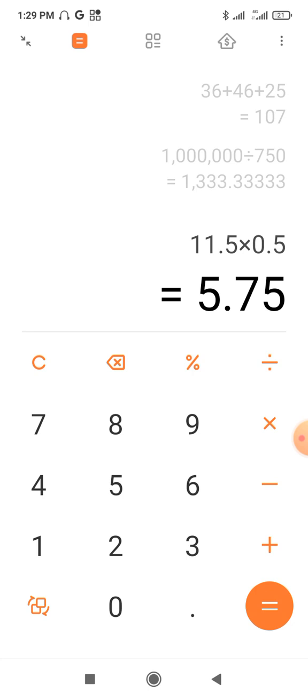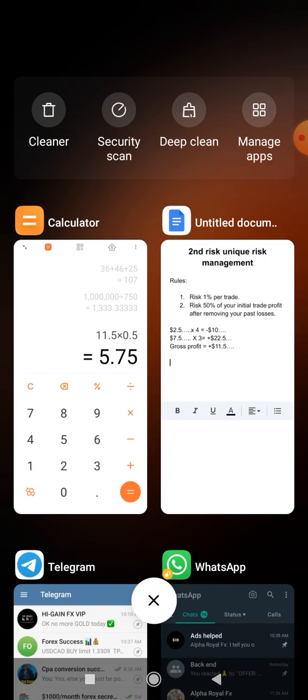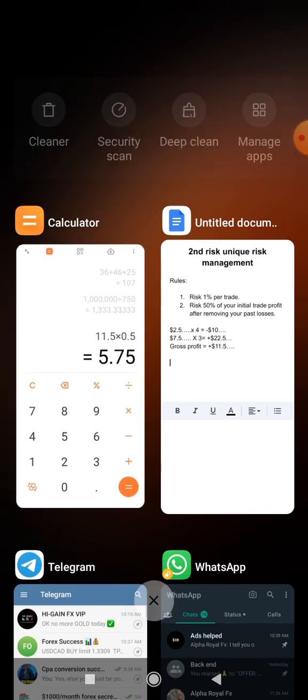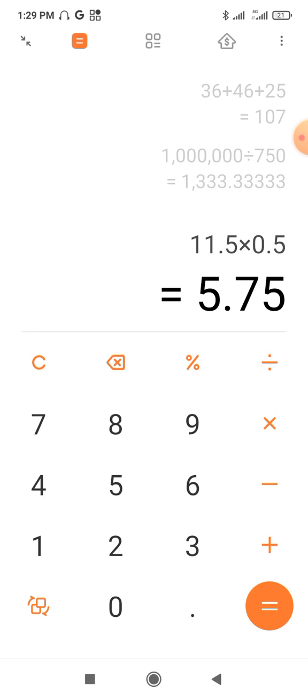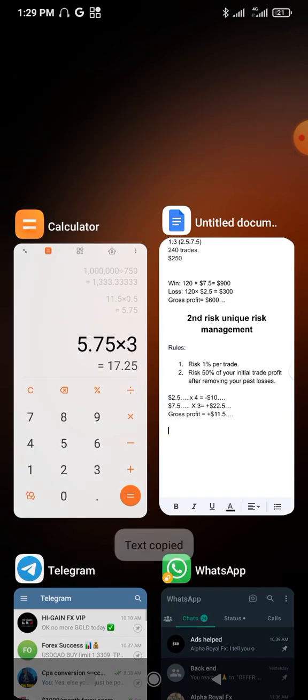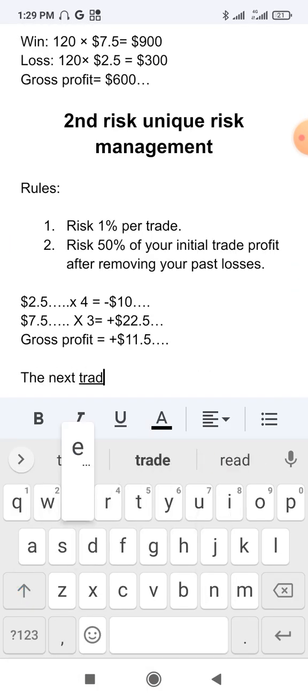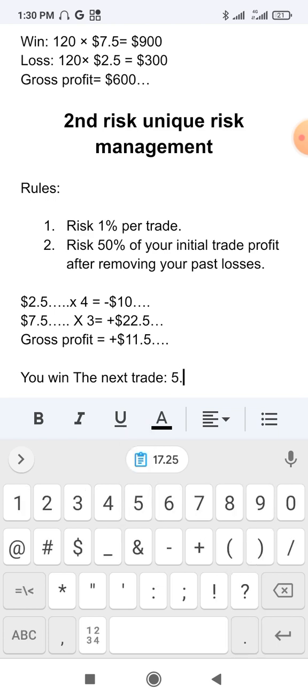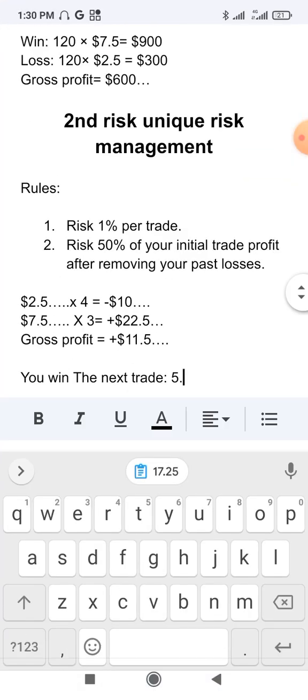Now let's say you are able to win it. Of course, you might lose it. If you lose it, you are going to keep on risking 1%. But if you win it, you are going to do the same thing. So now you have 5.75 to risk on a trade, and if you win the trade times 3, that's 17.25 profit. The next trade, you win the next trade, because you are risking 5.75 initially.